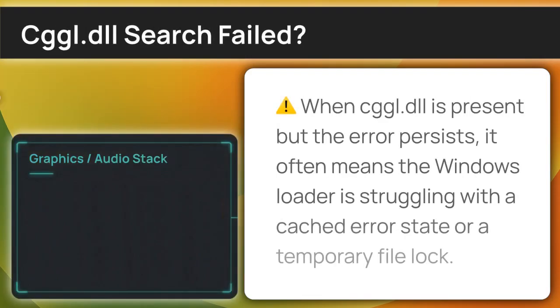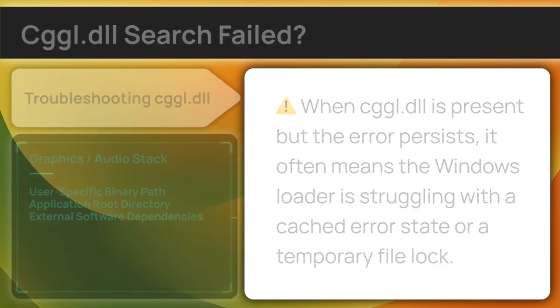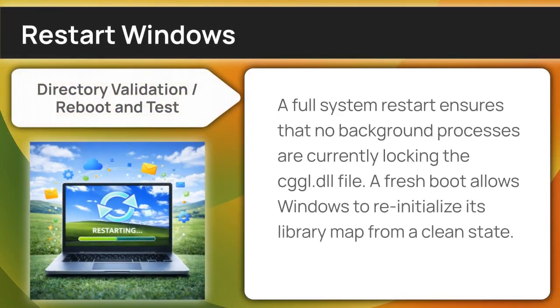When the primary installation path fails, a more surgical approach to checking your system's environmental variables is required. A quick system restart is a practical way to ensure that all shared libraries, including Cggl library, are being loaded correctly into the current session's memory.